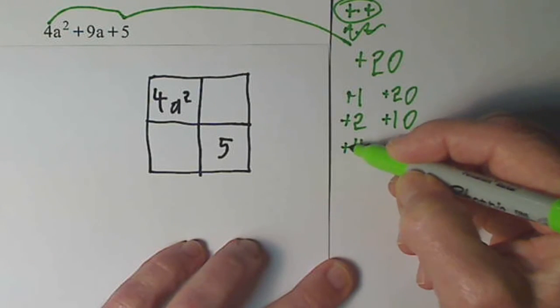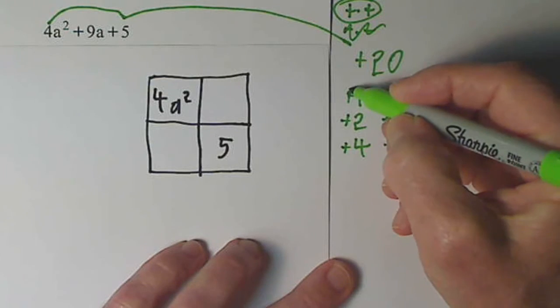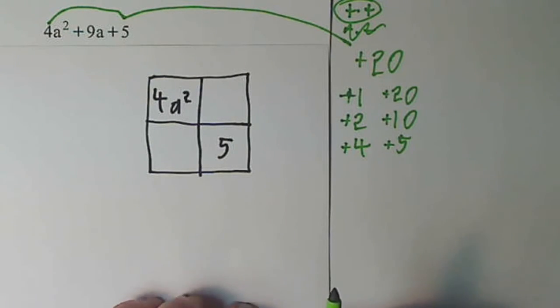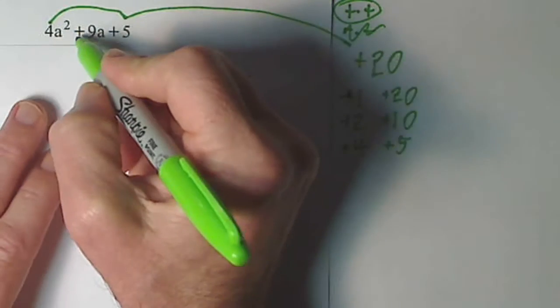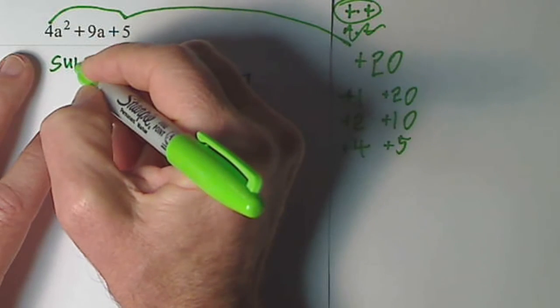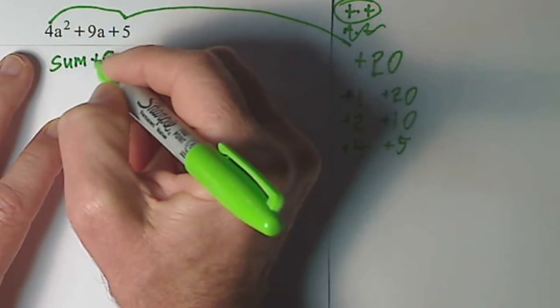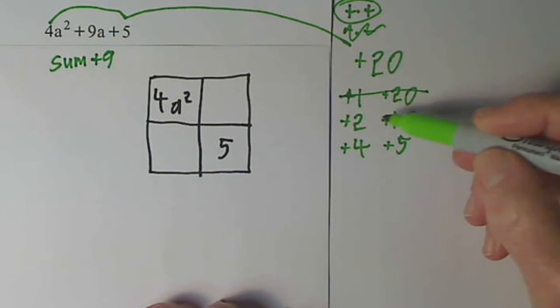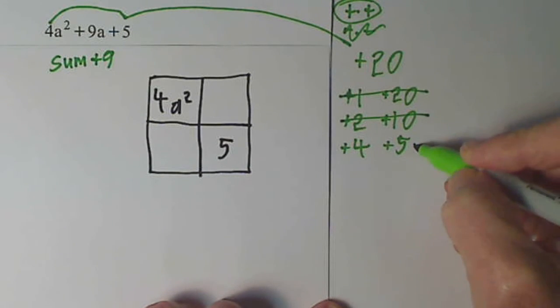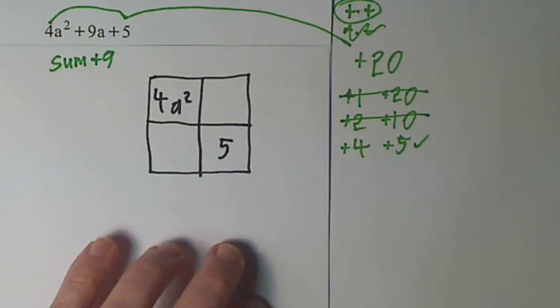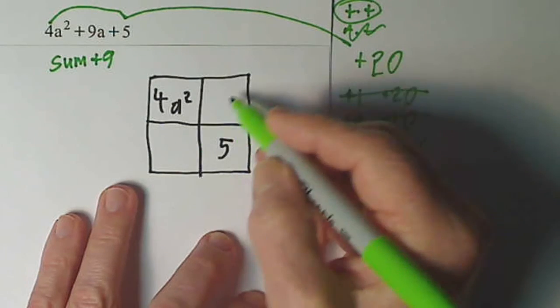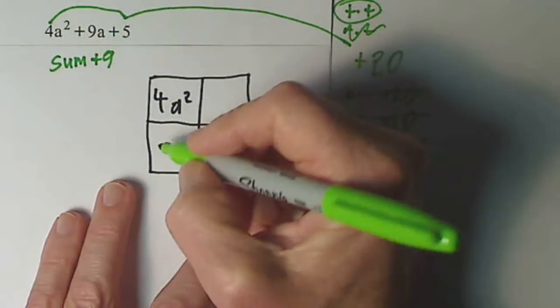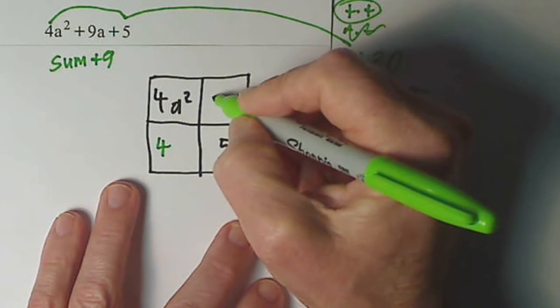So it's a little bit sloppy. Clean that up. There we go. So this is all to say that I'm looking for a sum of positive 9. Okay? 1 and 20, that won't work. 2 and 10, 4 and 5 works perfectly. So the 4 and the 5 can go in either of these 2 boxes. Doesn't matter. Here's my 4.